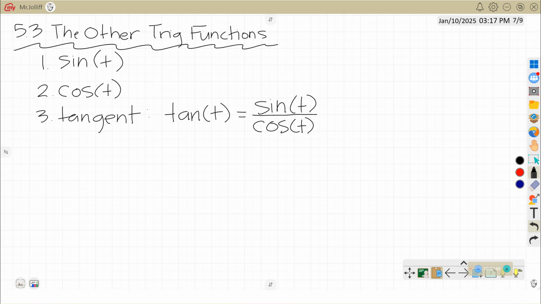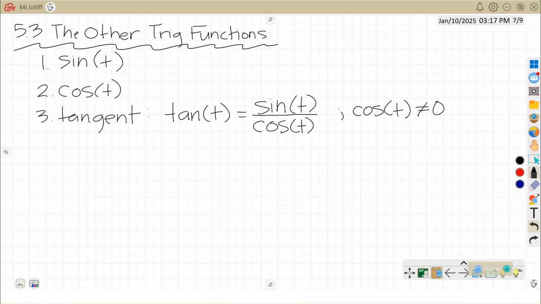There's a limitation here because this is a fraction. What value am I not allowed to divide by? 0, yeah. So this doesn't work for angles that make cosine of t 0. That's a no-no. It tells me when I look at the graph of tangent, I'm either going to have asymptotes or holes. There are places where the graph can't exist.